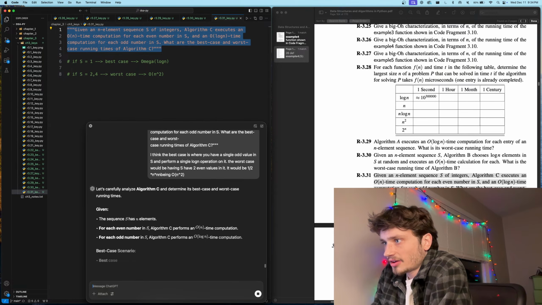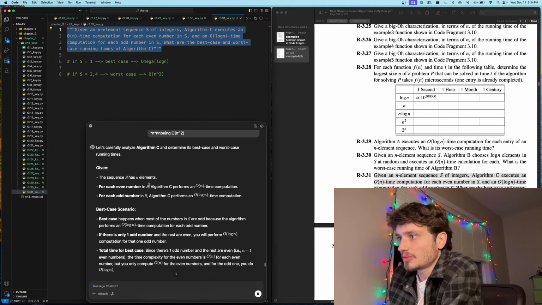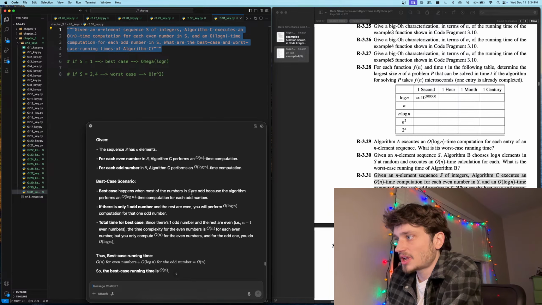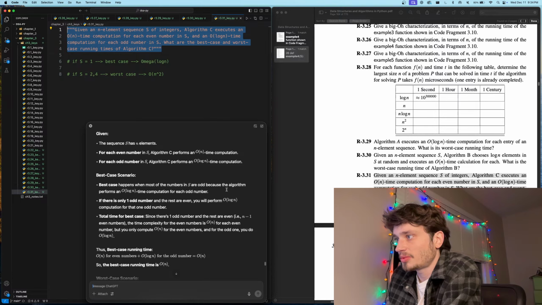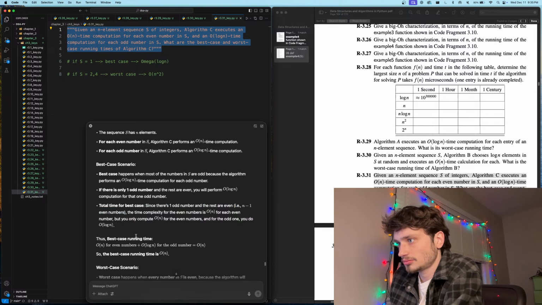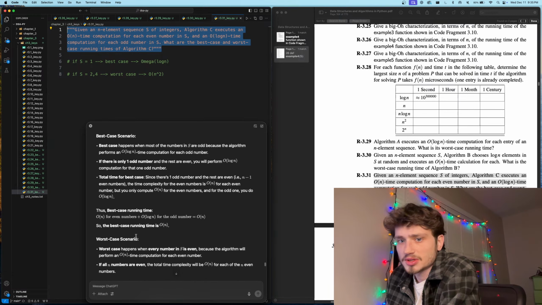Let's analyze carefully algorithm C and determine the best case and worst case running time. Given S has n elements, for each even element it performs O of n. Best case. Best case happens when most of the numbers in S are odd because the algorithm performs a log n time computation for each odd number. If there's only one odd number and the rest are even, you perform a log n computation for that one odd number. The best time case, since there's one odd and the rest are even, is n minus 1 even numbers.